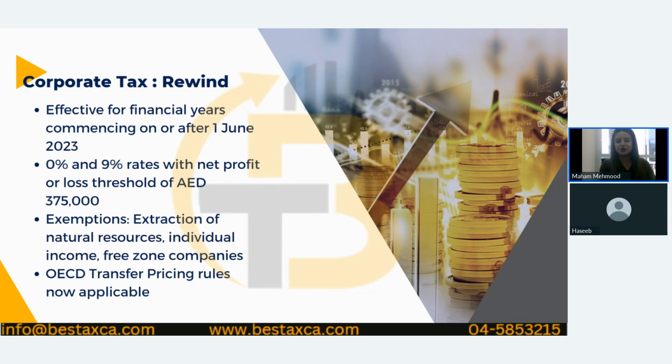When it comes to exemptions for corporate tax, they can be broadly categorized into the following: businesses that engage in the extraction of natural resources, free zone companies, where the free zone companies are exempted from corporate tax but there are certain conditions which we're going to talk about in detail later in this webinar, and then all of the individual income. And one more important thing with corporate tax is that OECD transfer pricing rules are now applicable, which we're also going to talk about in detail in this webinar.